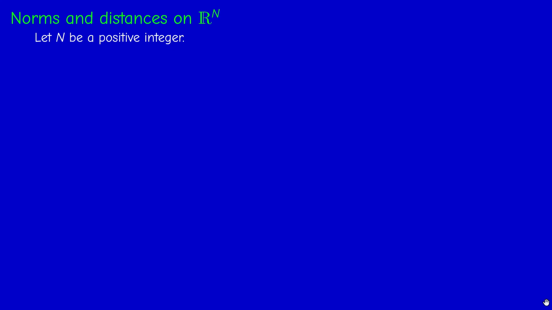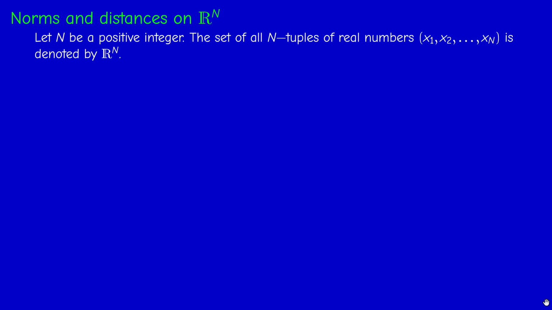Now, we would like to revisit some distances on Rn, on n-dimensional space, that you may have encountered in first year. Of course, n is a positive integer, so it's at least 1. Recall that R to the n is by definition the set of n-tuples, finite sequences x1, x2, ..., xn. So x1, x2, ..., xn are the coordinates of this point.